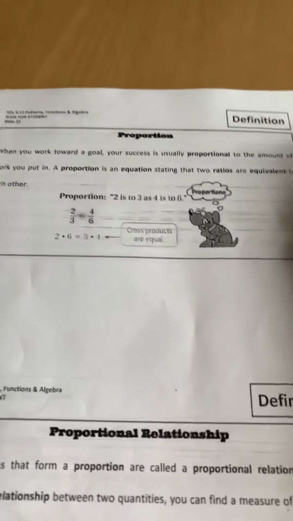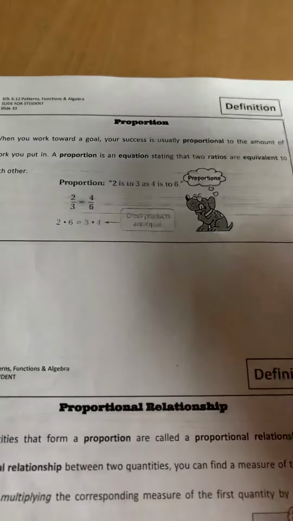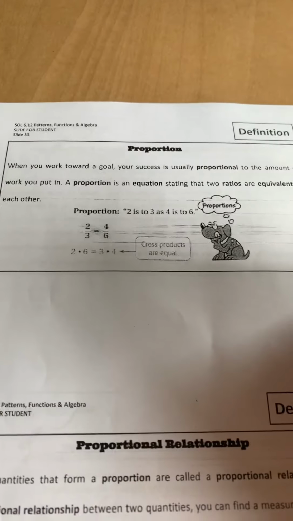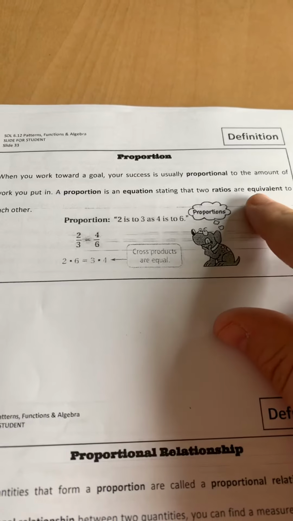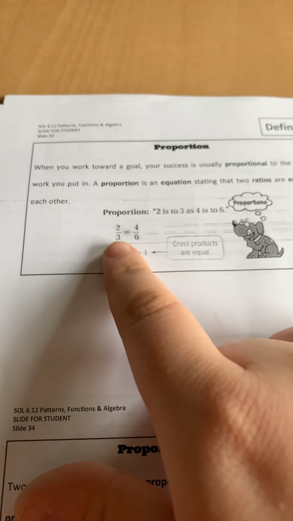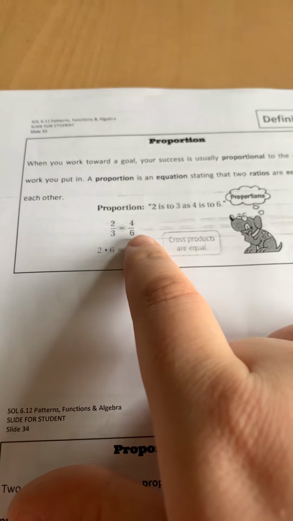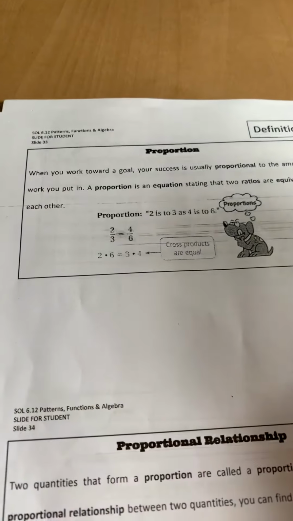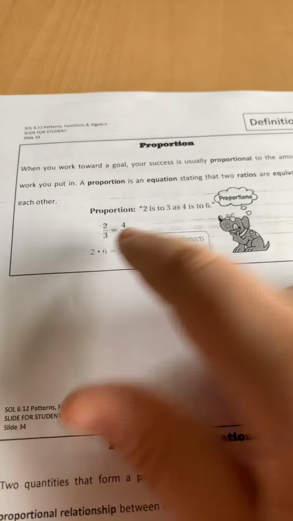So the next video is going to be dealing with what is called a proportion. All a proportion is, is an equation, because we have an equal sign, that says two ratios are equivalent. Equivalent just means equal. So I know 2/3, the ratio 2 to 3, is equivalent to the ratio 4 to 6. I know these two are equal.